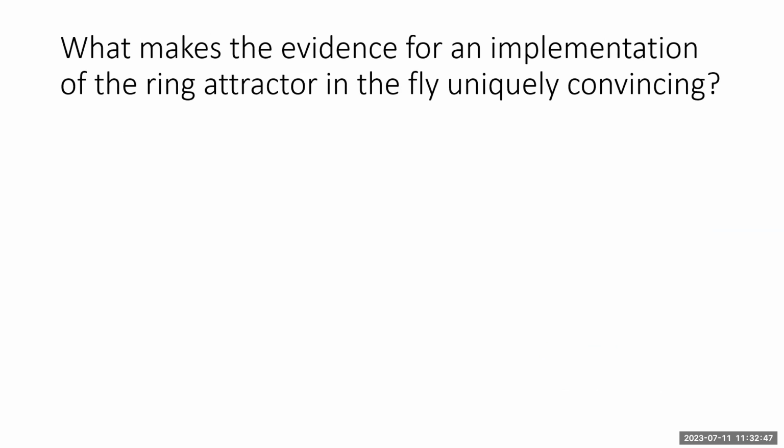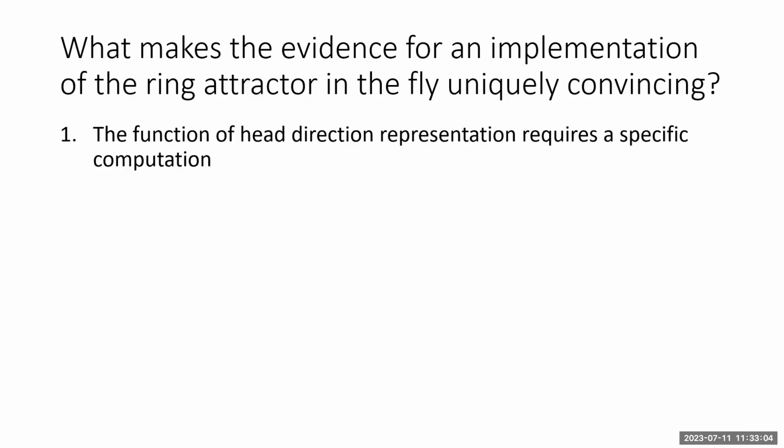Which brings up the question, what makes the evidence for the implementation of the ring neuron attractor in the fly uniquely convincing? And I can think of 4 different reasons, which I think all contribute to some degree, but I will focus on one specific reason. So first, we can say the function of head direction representation requires a specific computation. It really constrains the computations that can underlie it.